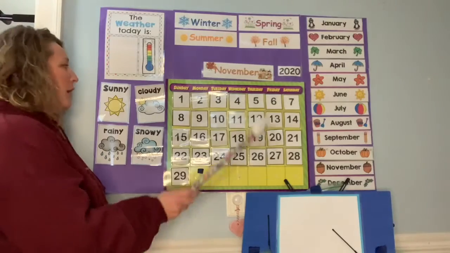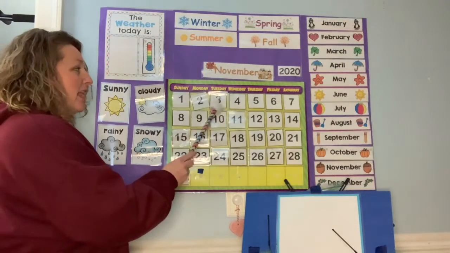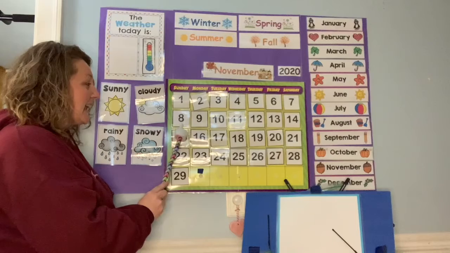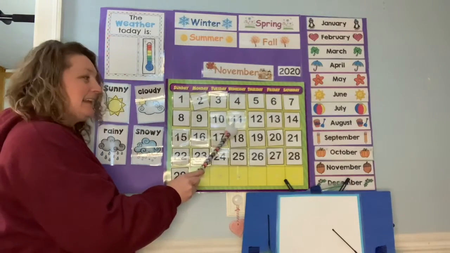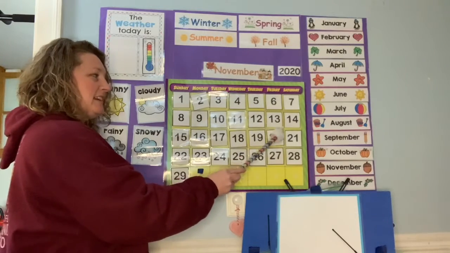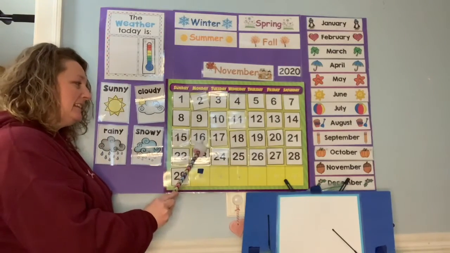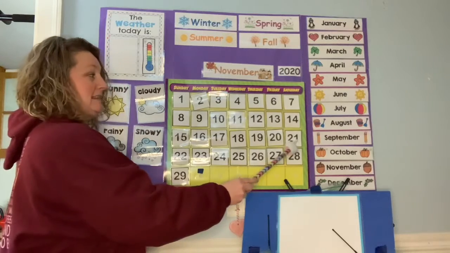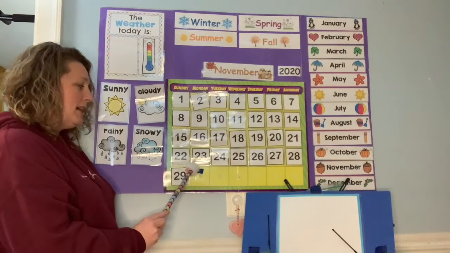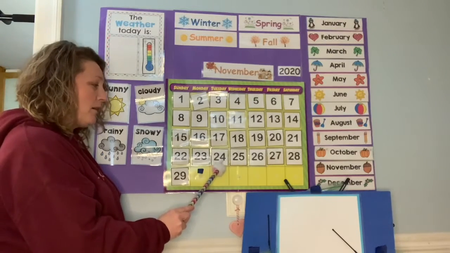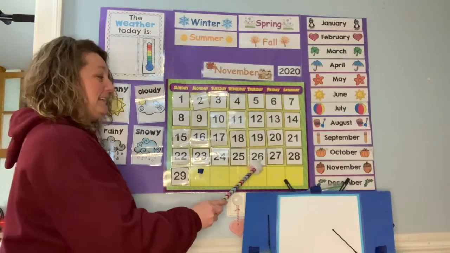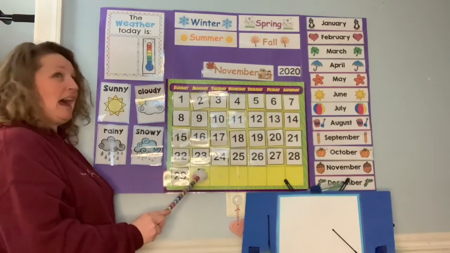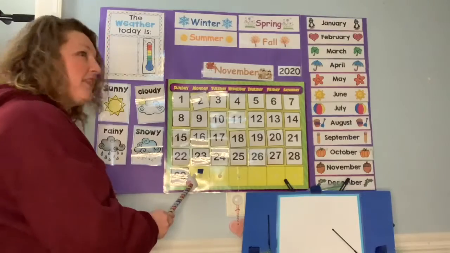Okay, here we go. 1, 2, 3, 4, 5, 6, 7, 8, 9, 10, 11, 12, 13, 14, 15, 16, 17, 18, 19, 20, 21, 22, 23, 24, 25, 26, 27, 28, 29, 30. Good job. 30.